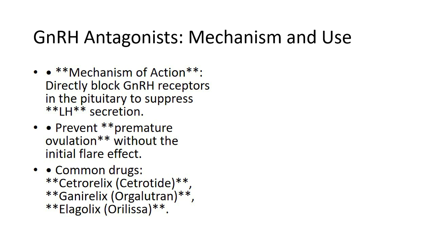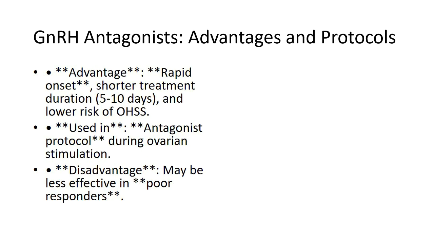Forms of GnRH antagonist: cetrorelix, Cetrotide, a commonly used antagonist available as daily injections. Ganirelix, Orgalutran, another widely used antagonist for preventing premature ovulation, available as subcutaneous injections. Elagolix, Orilissa, a newer GnRH antagonist, mostly used in the treatment of endometriosis, but occasionally used in ART cycles.